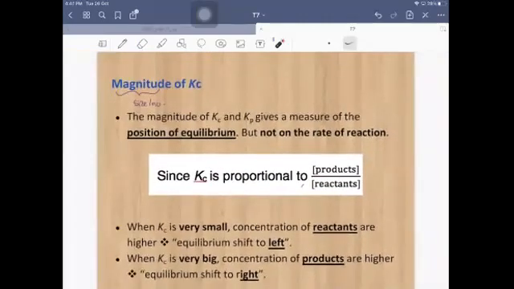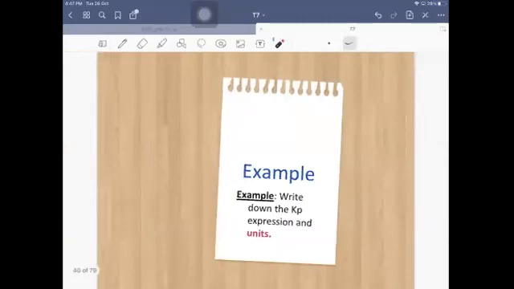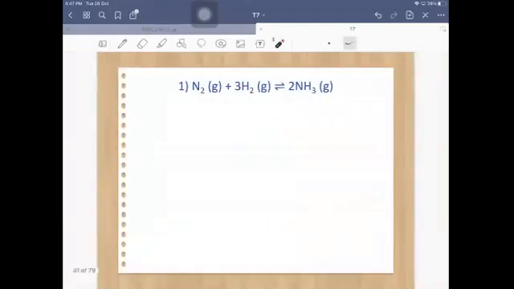So that's just the qualitative measure of Kc. Later on, you will work out the quantitative value for Kc of different reactions. Okay, last one before we go, we're going to look at an example of how to write the Kp expression as well as working out the units. The first example that we are going to look at is the system of the production of ammonia.